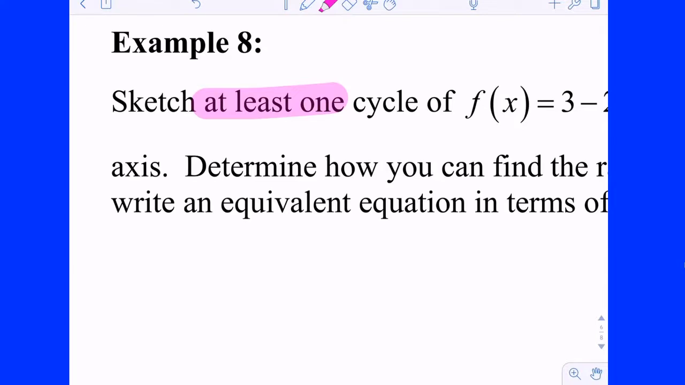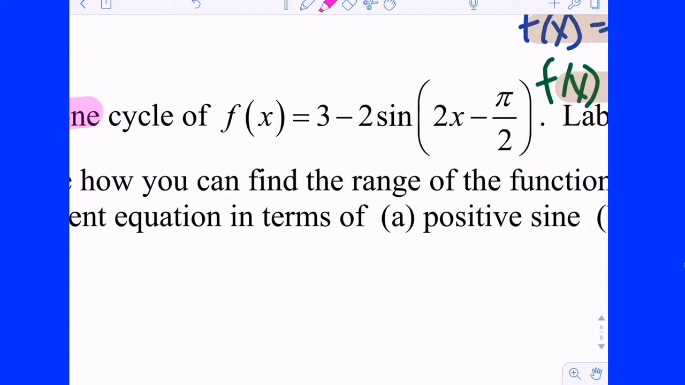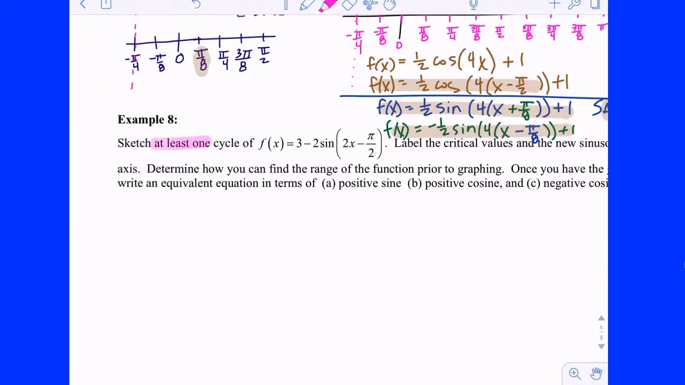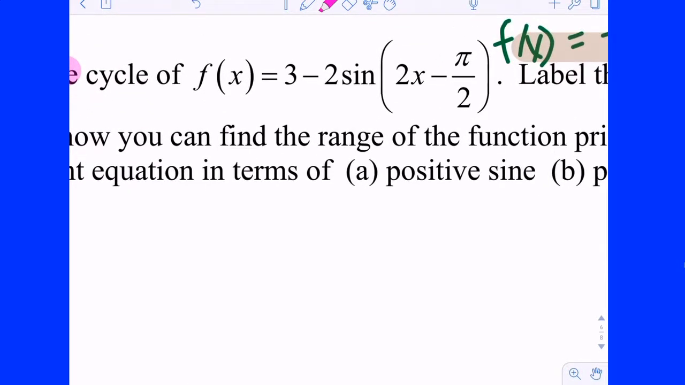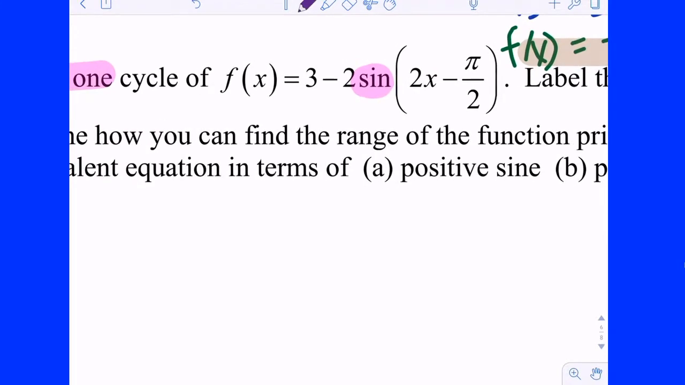All right, so sketch at least one cycle of this function right here. Label all of the things. Okay, I'll talk you through it. What's the parent function here? Sine. There it is. So it's a modified sine wave. Is it in standard transformation form? No. So that would be kind of your first step. Put it into standard transformation form.